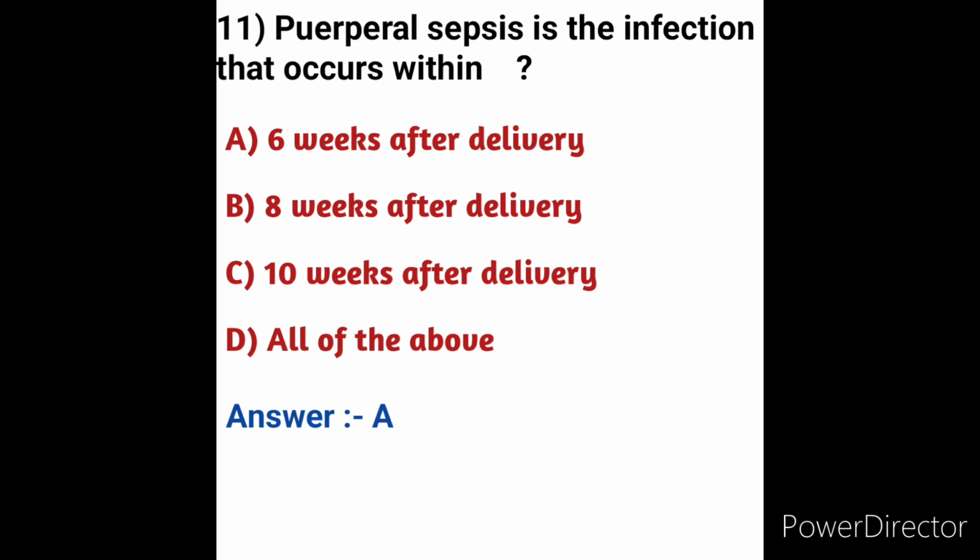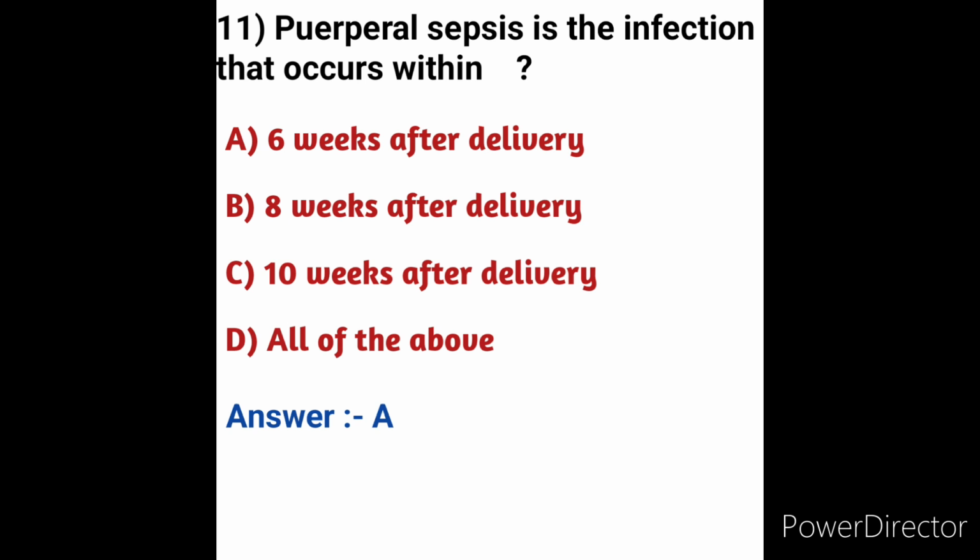Here, what is puerperal sepsis? Puerperal sepsis is a bacterial infection of the genital tract which occurs after the birth of a baby, within the 42 days of the postpartum period. 42 days or 6 weeks after the delivery. Here option A is the correct answer. Puerperal sepsis is the infection that occurs within the 6 weeks after the delivery.